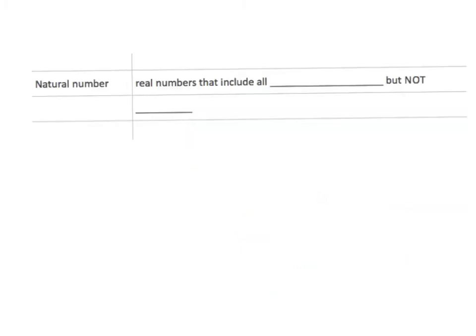Then we get down to the smallest one. Natural numbers. When you learned to count, you started with 1. You did not start with 0. So these are all positive numbers, but not 0. 1, 2, 3, 4, keep on going up. These are natural numbers. They're called natural because that's how you naturally learn to count. Very few of you started counting with 0.